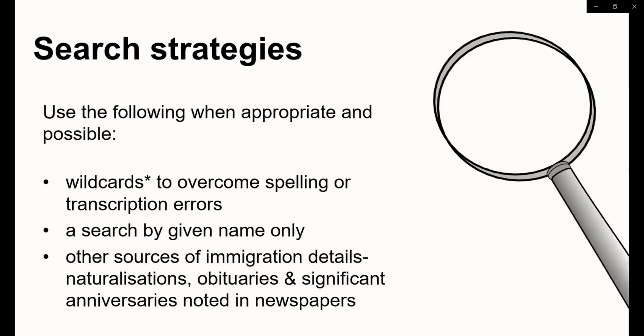Wildcards to overcome spelling or transcription errors. A search by given name. Other sources of immigration details, such as naturalizations, obituaries, and significant anniversaries noted in newspapers. The more variants of the name you can identify, the better able you will be to retrieve information from resources with less flexible search options.